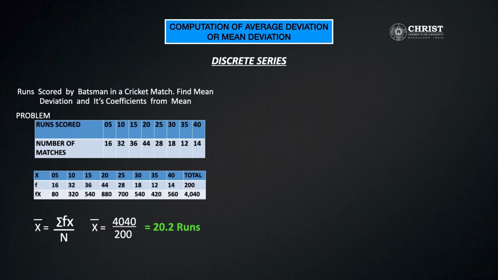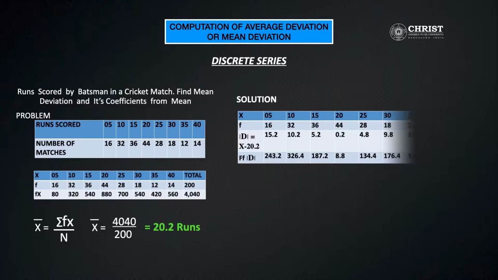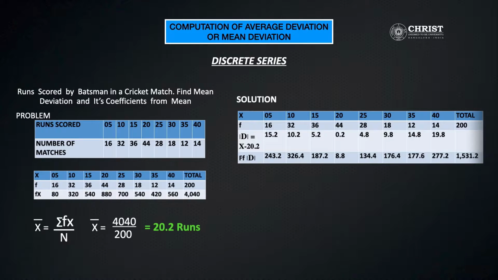Now, we have to calculate the mean deviation. The x values and frequency values are there. Now, delta d values are x minus 20.2, the computed mean value. Taking the deviations, you will get 15.2, 10.2, 5.2, 0.2, 4.8, 9.8, 14.8 and 19.8.